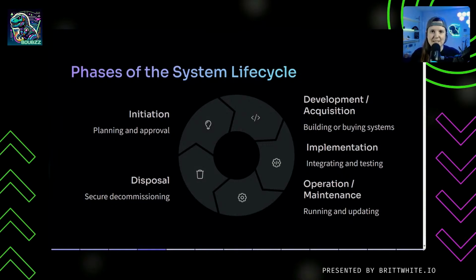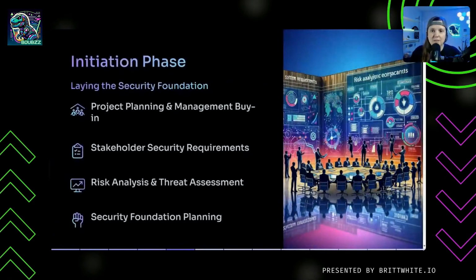Let's start breaking these down with the very first phase, initiation. Initiation is where the system first comes to life, at least on paper. It's the brainstorming phase, figuring out what the system needs to do, setting the scope, goals, and the resources, and then getting management to sign off on all of our ideas. This step shapes everything else, so it's a really big deal.